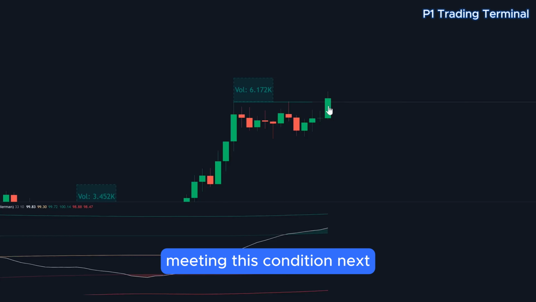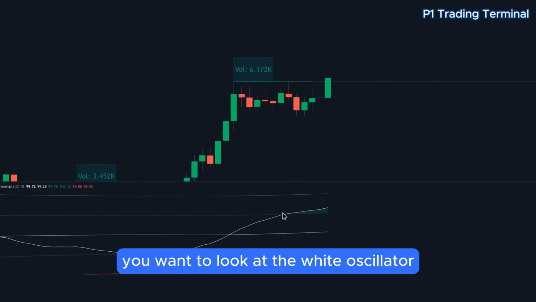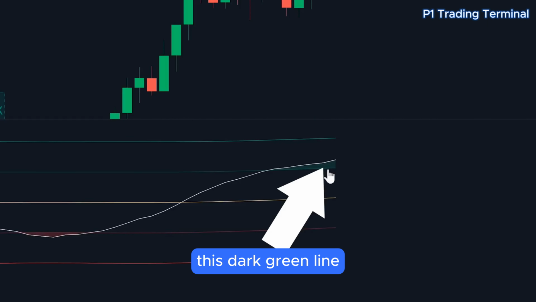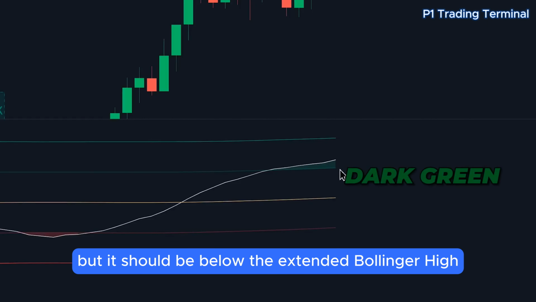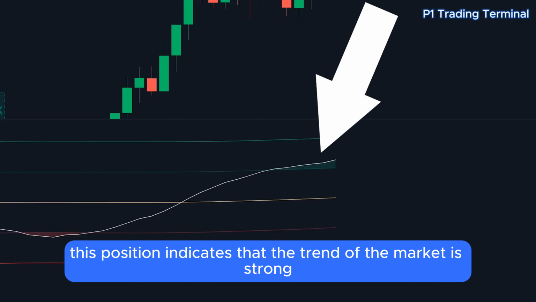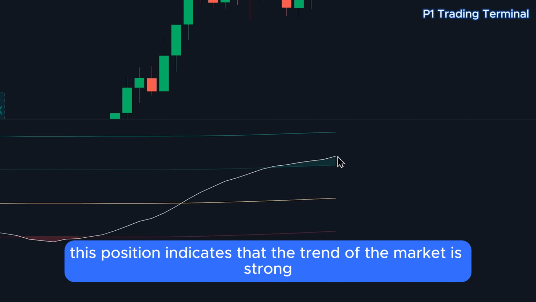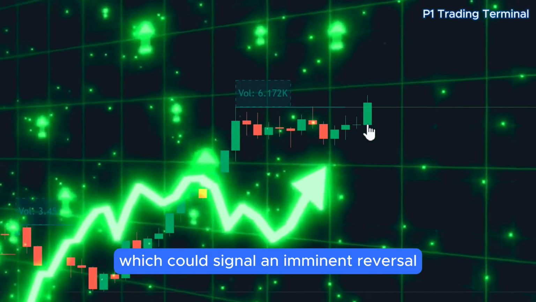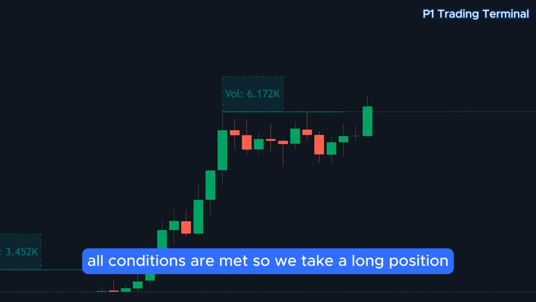Next, you want to look at the white oscillator. This line must be above the Bollinger High, this dark green line, but it should be below the extended Bollinger High, this bright green line at the top. This position indicates that the trend of the market is strong enough to push prices higher, but not excessively strong, which could signal an imminent reversal. All conditions are met, so we take a long position.